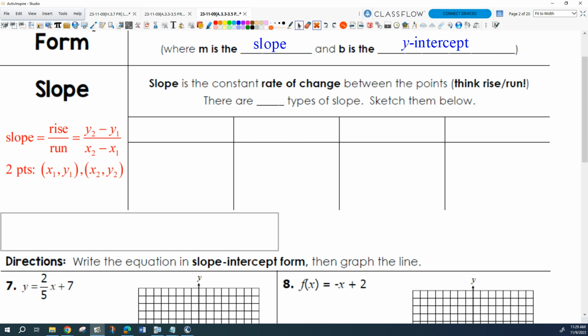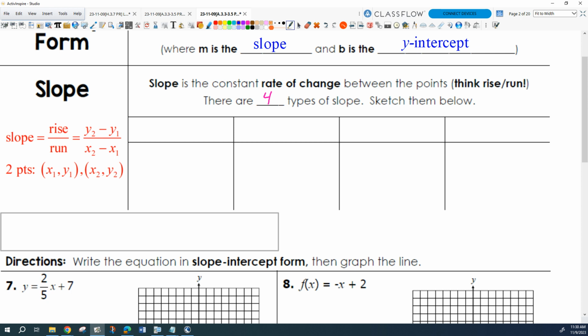So the first point we call x1, y1. Those are numbers. Those are the coordinates of the first point. The second point we call x2, y2. Those are the specific coordinates, the numbers that tell us the location of the second point in the xy plane. So we're plugging numbers in here to get a slope. What kind of results could we get? There are 4 different kinds of slopes.